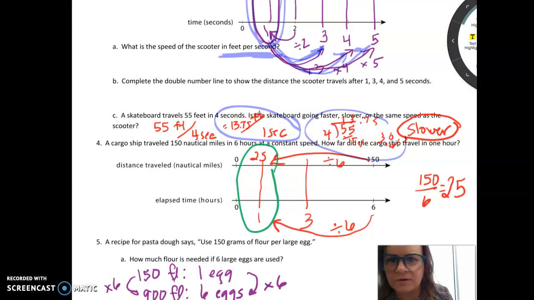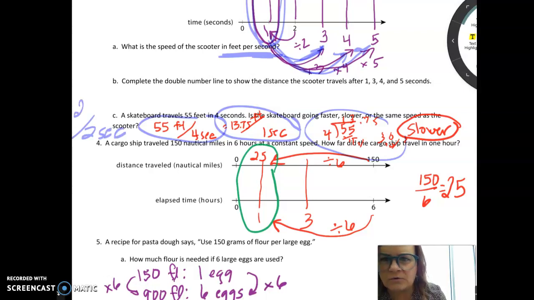What you could also do is you could have cut both of these in half, right? 55 and 4, and so then we know that for every 2 seconds we're going to go 27 and a half. Is that right? Yeah. And then you could cut that in half again and get 13 and 3/4 for every second. So different ways you could get that.